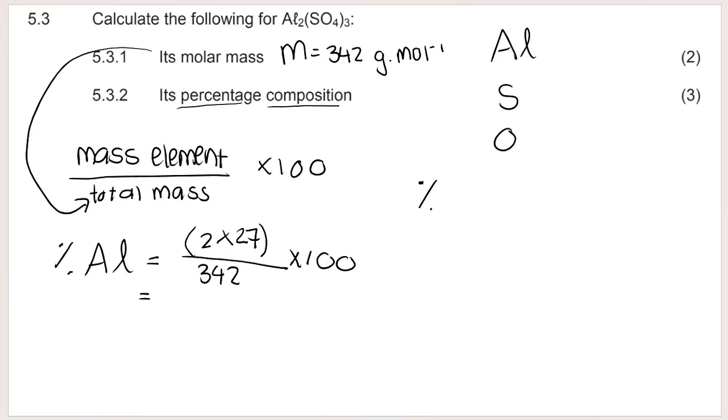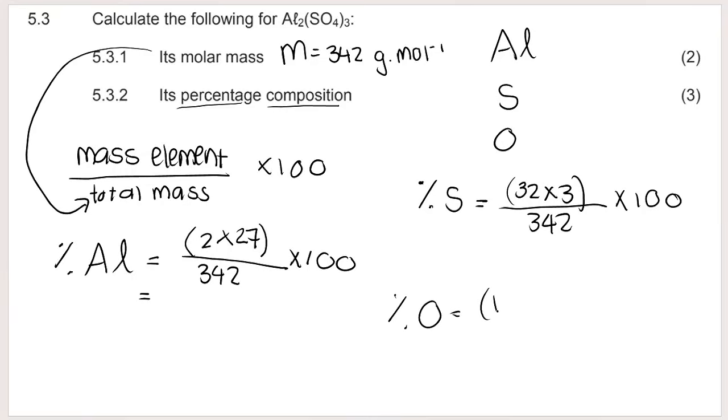Then we're going to do the same for the percentage of sulfur. We're going to take the mass of sulfur. We know that sulfur's mass is 32, and we have 3 of them. We're going to divide that by the total mass, 342, times by 100, because we're looking for percentage again. And then we're going to do oxygen. Each oxygen has a mass of 16. That's the atomic mass. There's 12 of them, divided by the total mass of the compound, 342, and we're going to times that all by 100. So it's always mass of elements in the compound divided by total mass. Just remember, mass of element means the mass of the element in the compound.